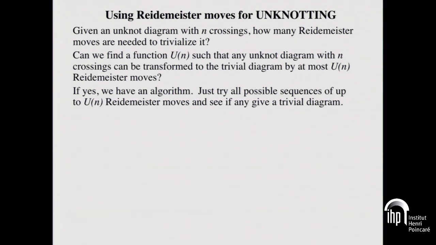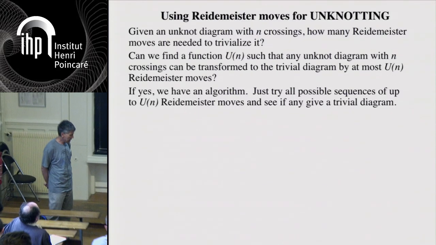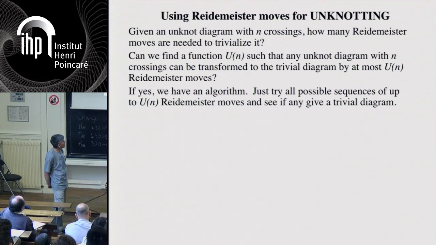So we can ask the question: can we find a function U of n? Given a polygon with n vertices, or given a knot diagram with n crossings, it doesn't really matter which you pick. If you have such a thing, can you find a function U of n which gives an upper bound on how many Reidemeister moves you need to transform that n-crossing diagram to the trivial diagram with no crossings?